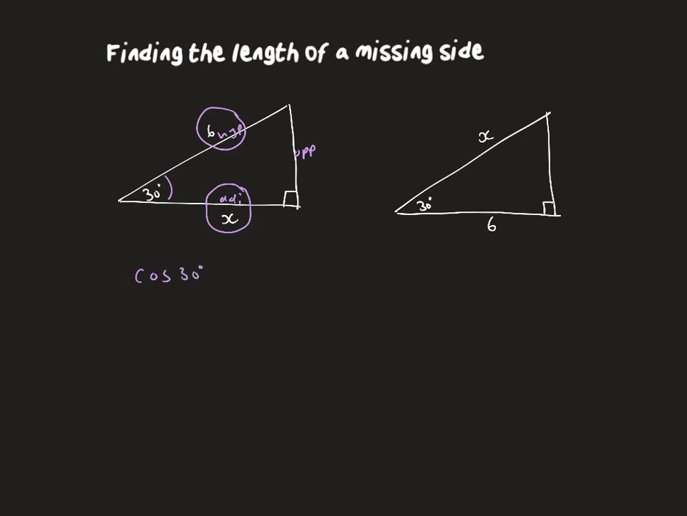So cos of 30 is equal to the ratio of the adjacent over the hypotenuse. So cos of 30 there, what is the adjacent? It's going to be x, and what's the hypotenuse? It's going to be 6. Okay, I want to solve for x, right?